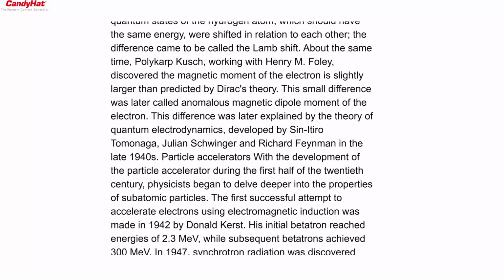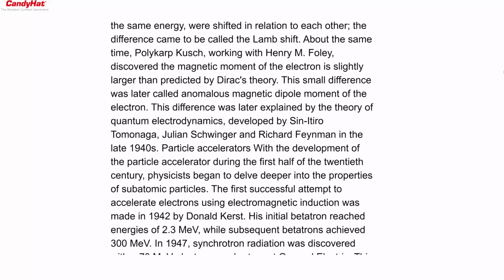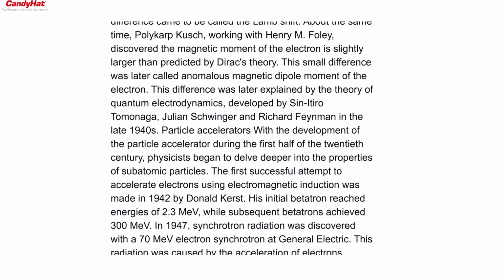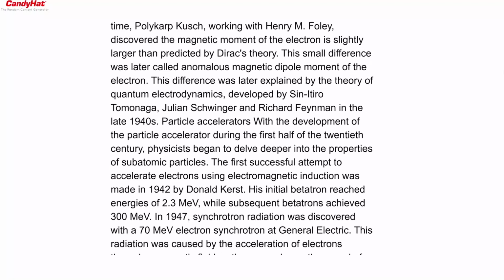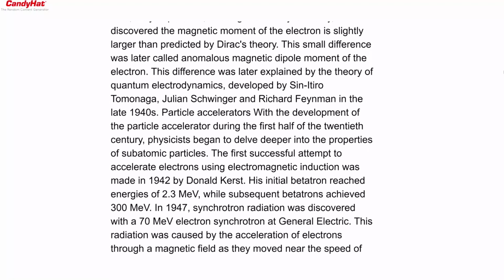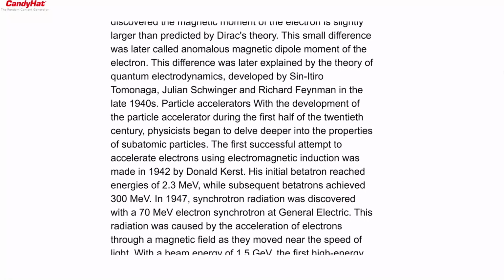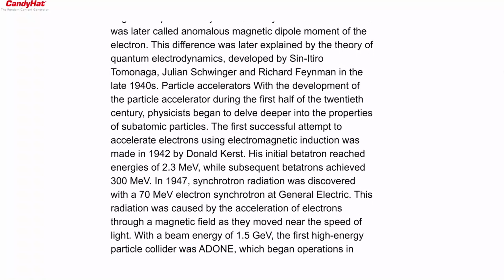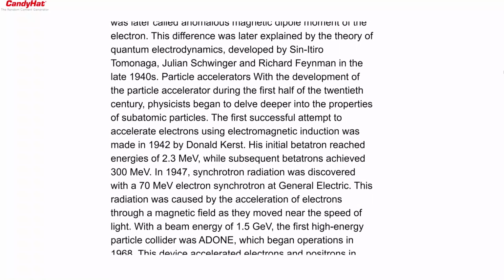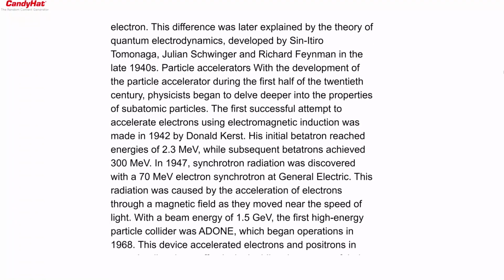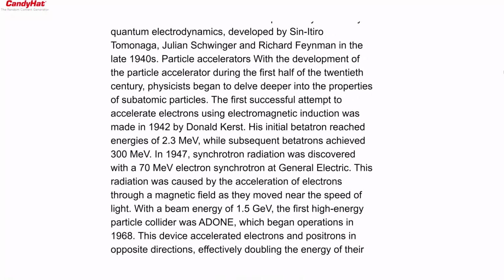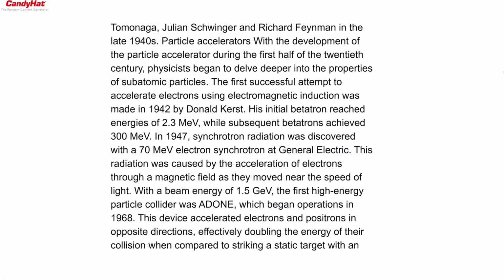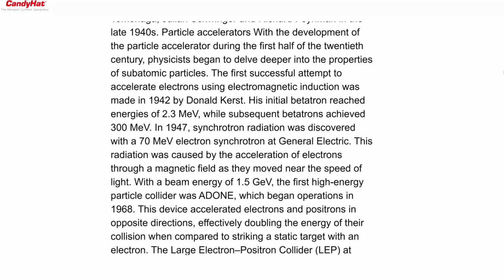In 1947, synchrotron radiation was discovered with a 70 MeV electron synchrotron at General Electric. This radiation was caused by the acceleration of electrons through a magnetic field as they moved near the speed of light. With a beam energy of 1.5 GeV, the first high-energy particle collider was ADONE, which began operations in 1968. This device accelerated electrons and positrons in opposite directions, effectively doubling the energy of their collision when compared to striking a static target with an electron.